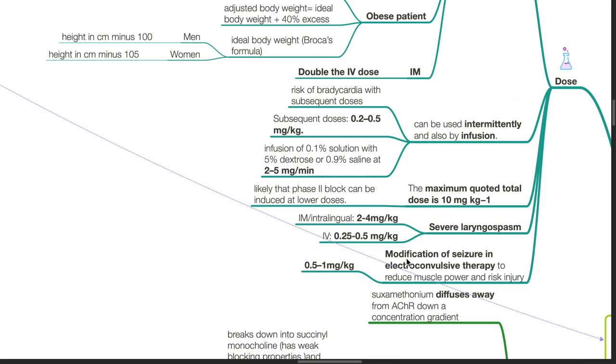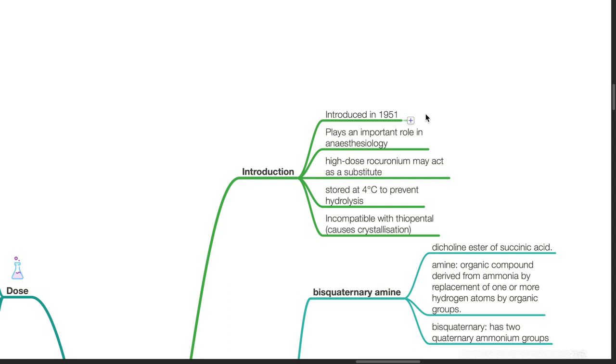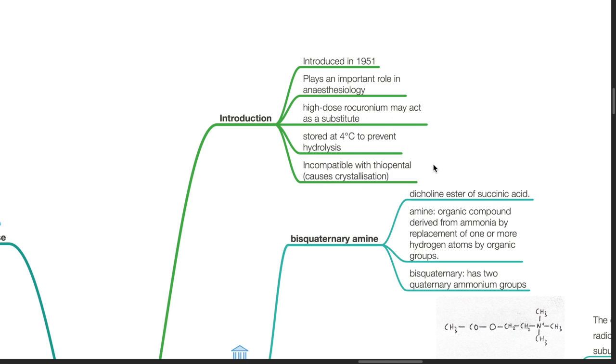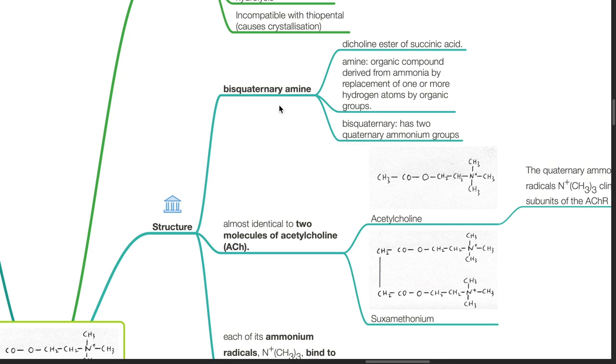We move on to Suxamethonium. It was introduced in 1951 and plays an important role in anesthesiology. High-dose rocuronium may act as a substitute for its role. It is stored at 4 Celsius to prevent hydrolysis and it is incompatible with thiopental. Crystallization will occur.